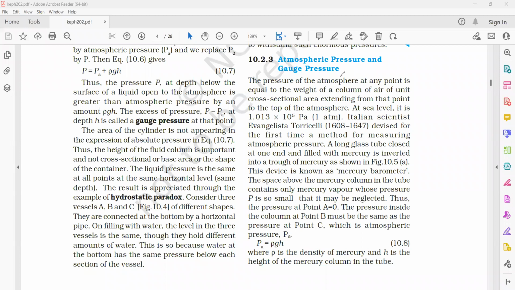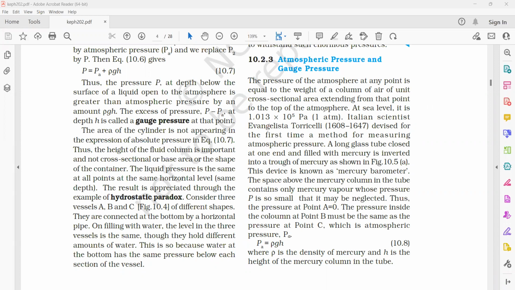Now we are discussing atmospheric pressure and gas pressure. At sea level, the atmospheric pressure is 1.013 × 10^5 pascals. We also call it 1 atmosphere.